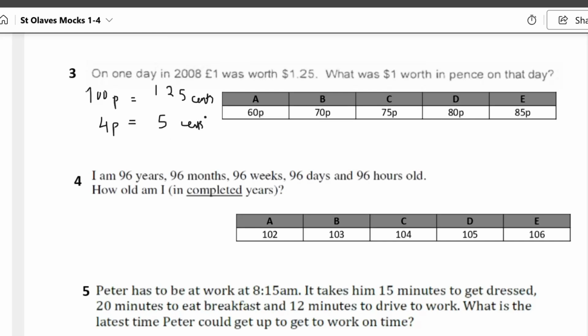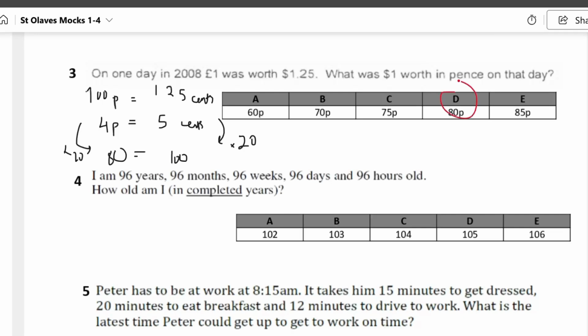Now that we have that, we need to find $1. Well, that's equal to 100 cents. So what do we have to multiply it by? We have to multiply it by 20 each side. So we're trying to find 100 cents. How much does that equal to? We multiply it by 20 and we end up with 80 pence. That gives us D as our answer.